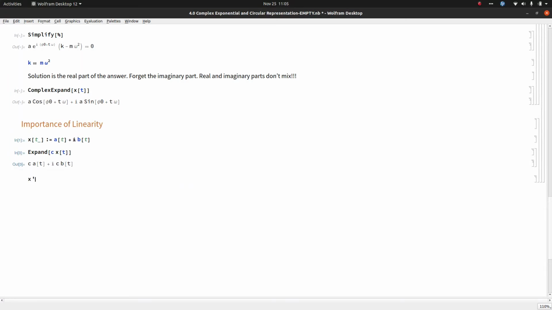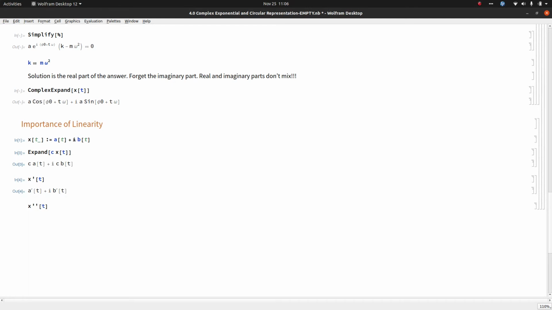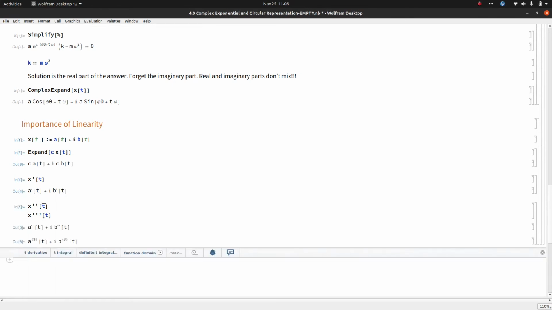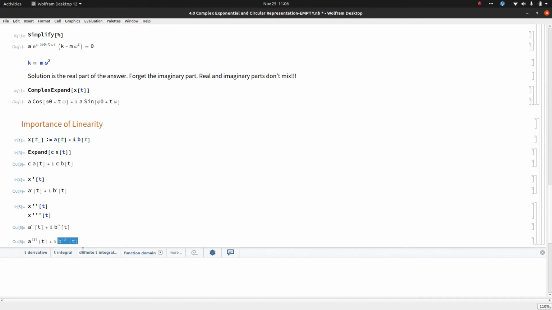I can also take derivatives. Again, derivative of a real number gives you a real number. Derivative of an imaginary function still gives you an imaginary function. Same thing with the second derivative and the third derivative and any number of derivatives. You still just have your real part up here and your imaginary parts over here. So all of this is because my equations are linear.